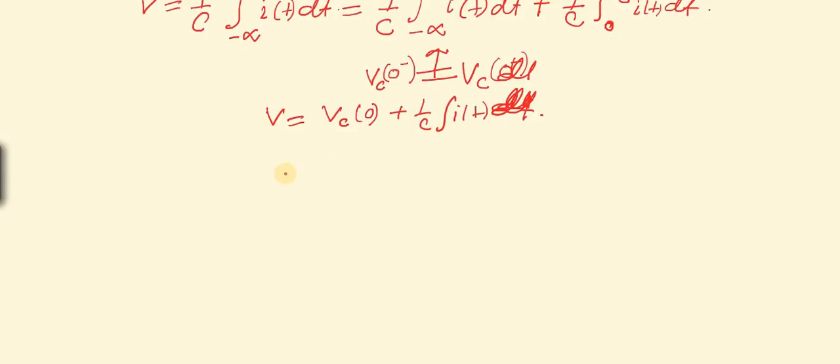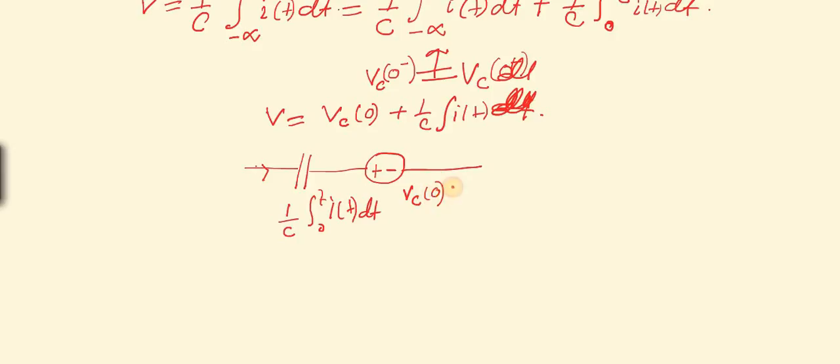So this equation in terms of circuit we can write like this: this is our capacitor and the initial voltage; this is the value of the capacitance charge, 1 by C integration 0 to t of i(t) dt, and the initial value is Vc0, and the total voltage is V(t).